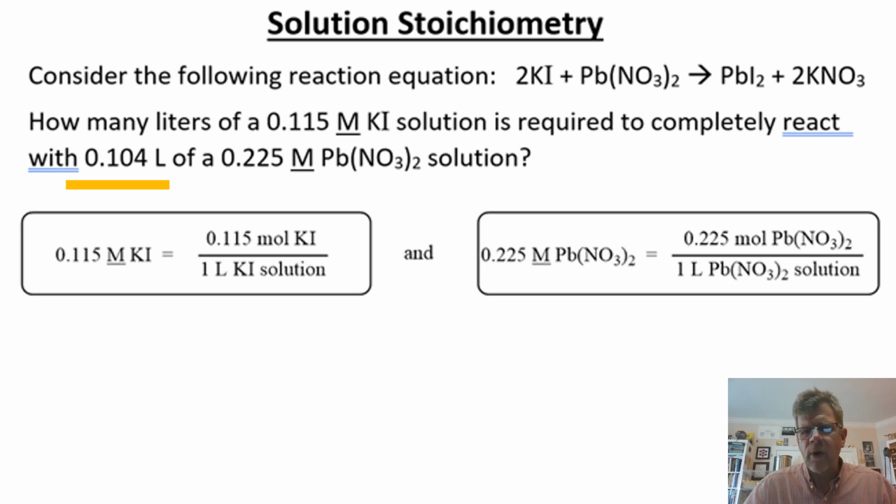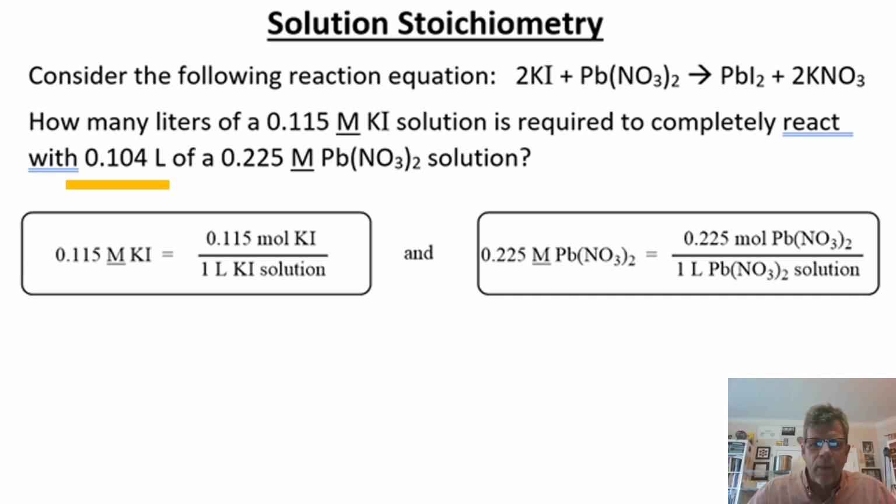But let's take a closer look at these molarities. Now, we can force this into a numerator-denominator per expression. For instance, the 0.115 molar KI, what it means is 0.115 moles of KI per 1 liter of KI solution. Similarly, 0.225 molar Pb(NO3)2 is 0.225 moles of Pb(NO3)2 per 1 liter of that solution. So we're going to be using these, obviously, since we've taken the time to realize that they are per expressions.